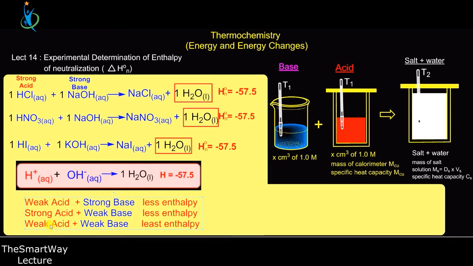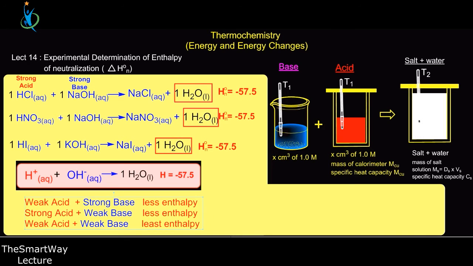Now this also happens for a weak acid and a weak base. For a weak acid and a weak base, the molecules do not break down completely. Some still remain in the solution, and so energy is absorbed from the surrounding in order to break down the weak molecules of the acid and the base. This causes a total reduction of the net energy that is supposed to be liberated.